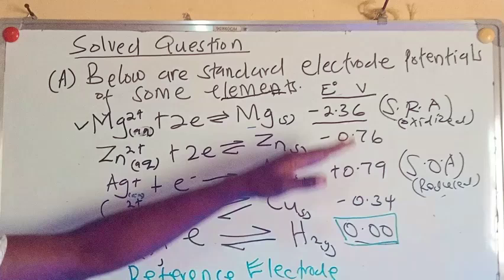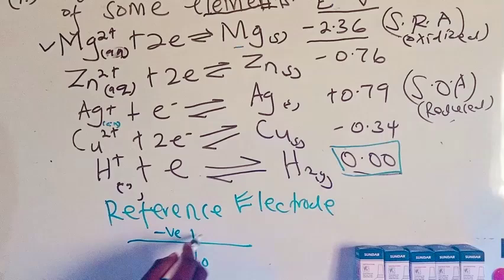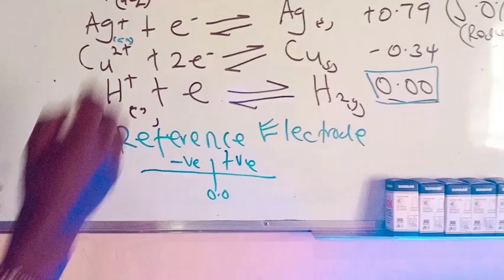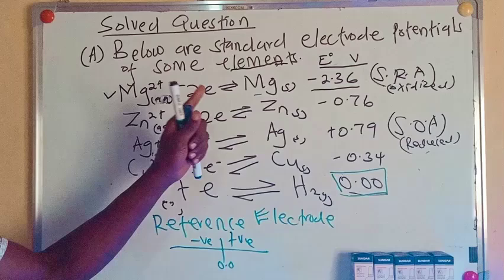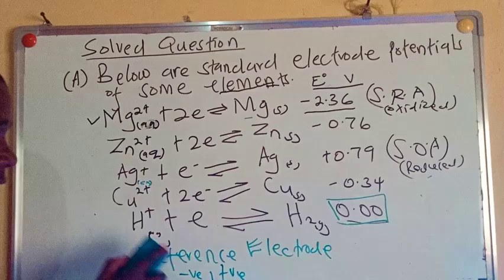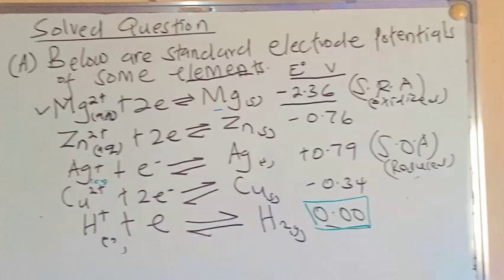It is between a positive and a negative. On a number line, you normally have 0.0, then on the left hand side is negative and on the right hand side is positive. This one is a reference electrode, between the positive and the negative. That's another point you should note, that in any of the electrode potentials, 0.00 is always a reference electrode. Don't use it to calculate electromotive force or to calculate the EMF.